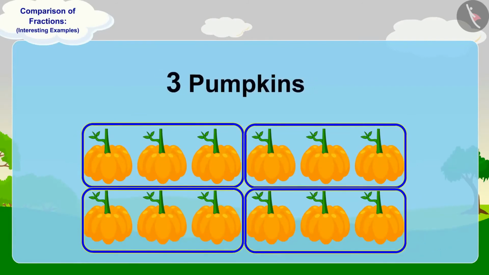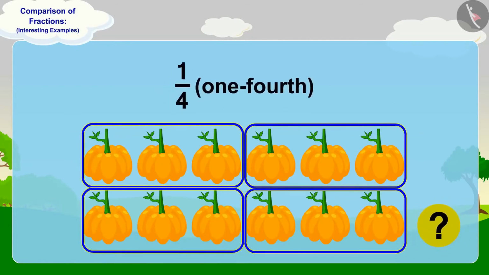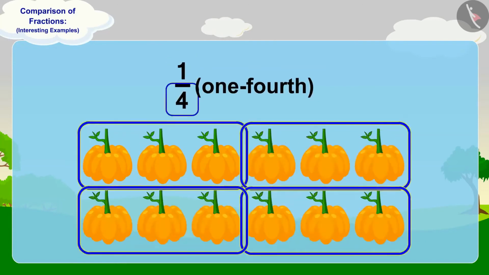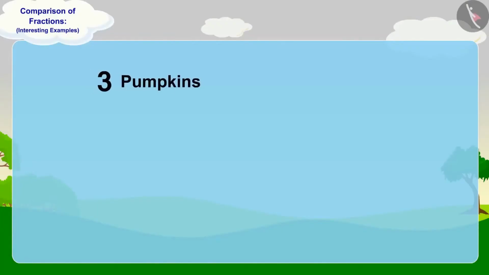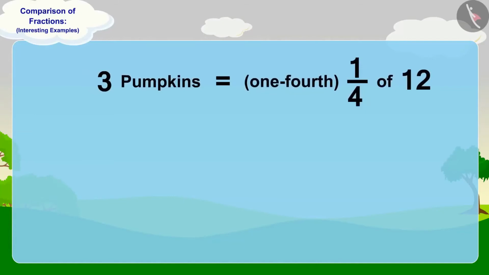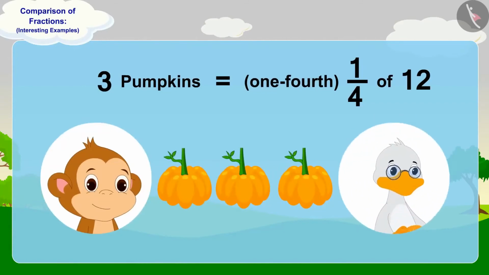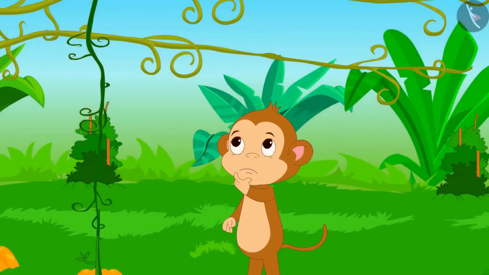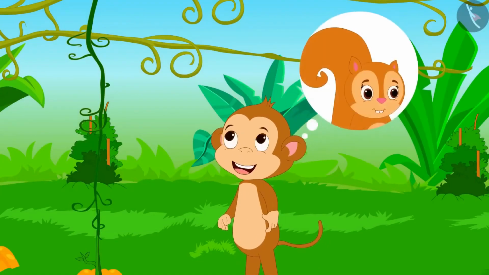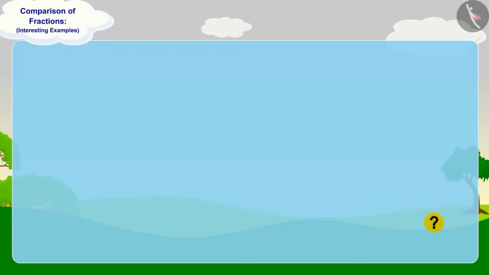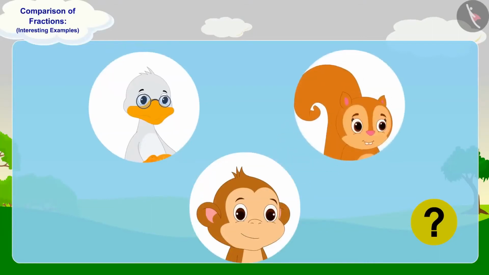Exactly 3 pumpkins. Now, what will we do to get 1/4 part? Take 1 part out of these 4 equal parts. In this way, 3 pumpkins are 1/4 part of 12 pumpkins. Babban will give 3 pumpkins to uncle. Now Babban is thinking that he will give 2/3 part of 12 pumpkins to Chanda, as she is his best friend. Can you tell if Babban will give more pumpkins to uncle or Chanda?